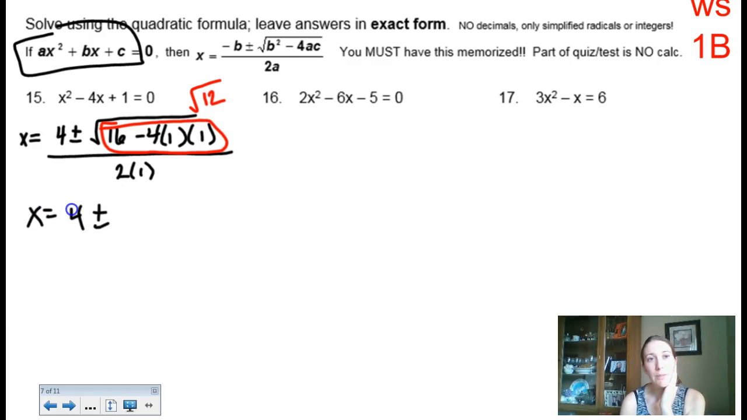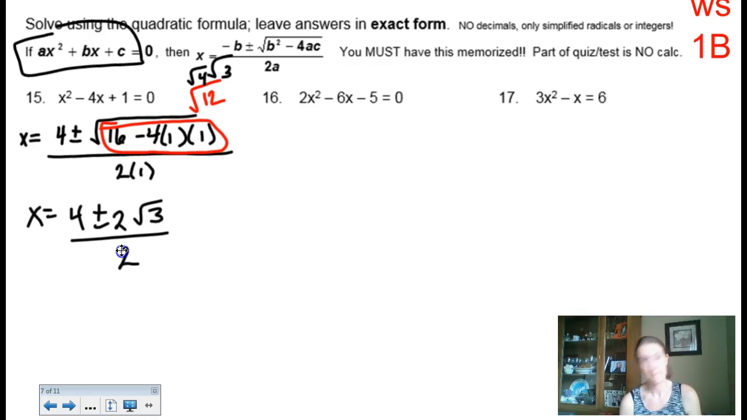So 4 plus and minus, 12 breaks into, remember, 4 times 3. So this is 2 square roots of 3 over 2. And then, oh, you think you're done, right? You're not. Because look at all my coefficients: 4, 2, 2. All of them are divisible by 2. So please do go ahead and divide all of those by 2. So that's a 2 and a 1 and a 1, which leaves me with, I know this seems really lame, 2 plus and minus the square root of 3.